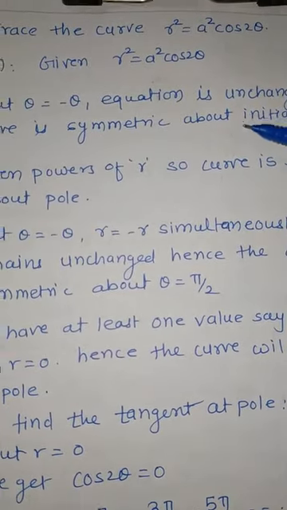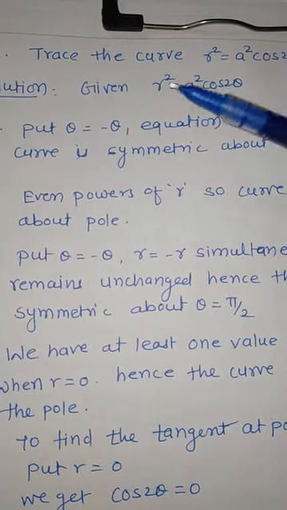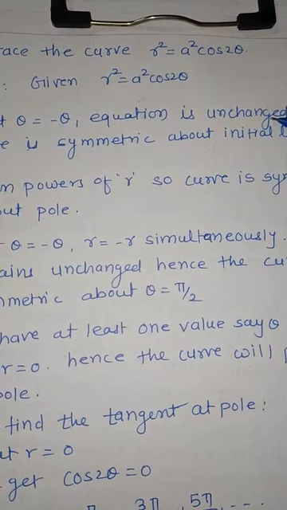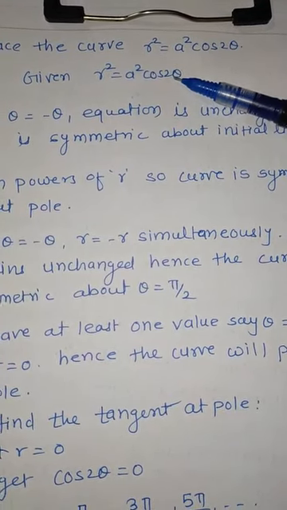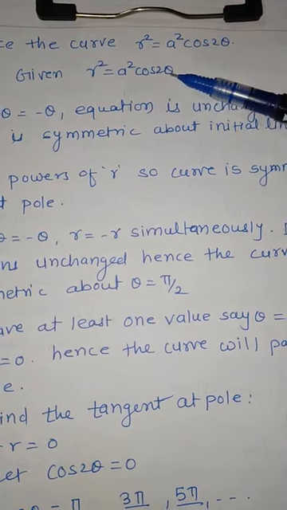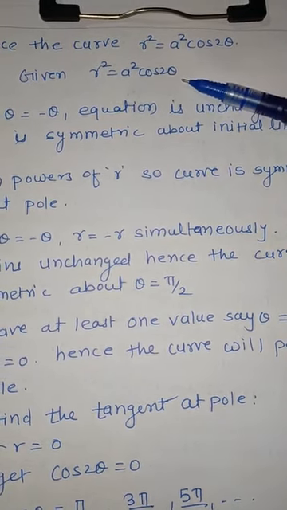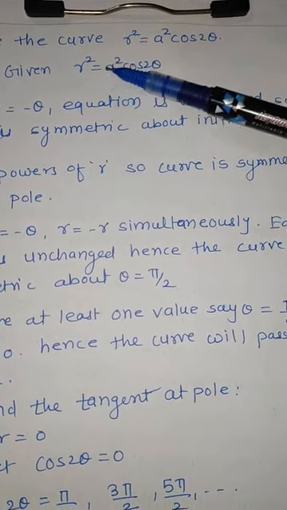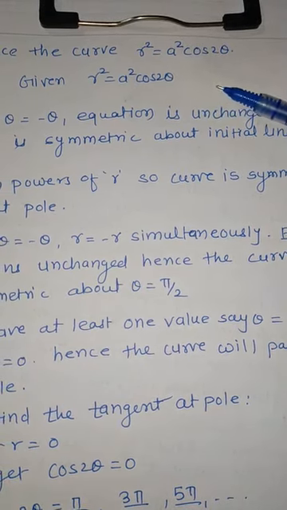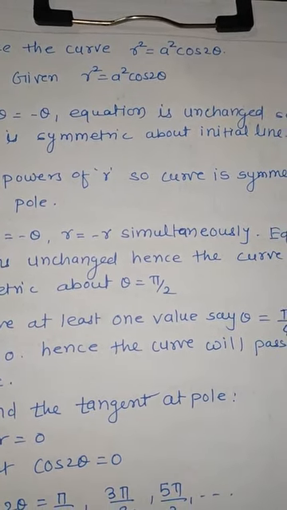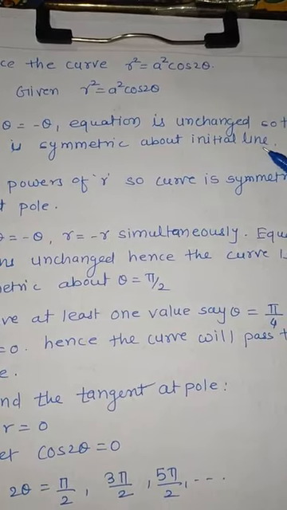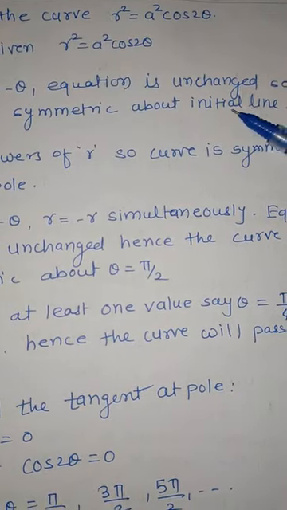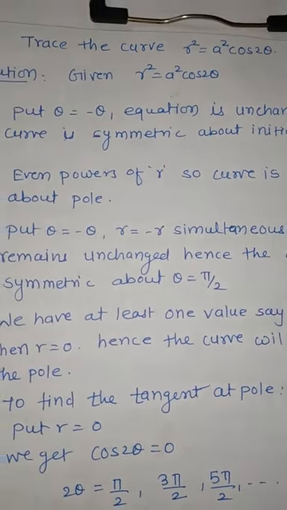What was the first condition? First, just replace theta by minus theta. If the equation remains unchanged, so see here, cos is an even function, so cos of minus 2 theta is nothing but cos of 2 theta, meaning you will get the exact equation, r square is equal to a square cos of 2 theta. So the equation remains unchanged, and the given curve is symmetric about the initial line. Initial line represents theta equals 0.